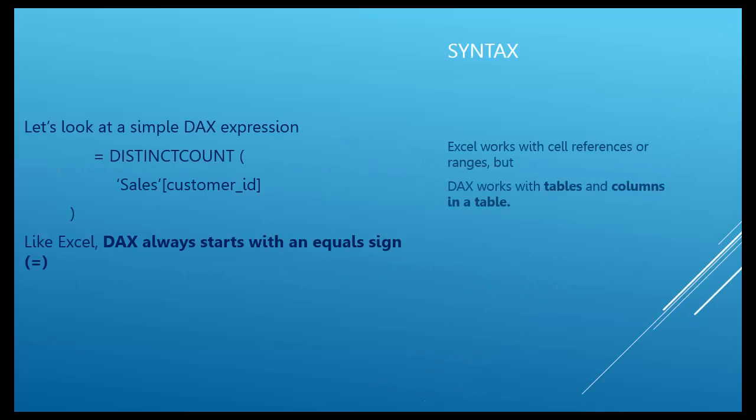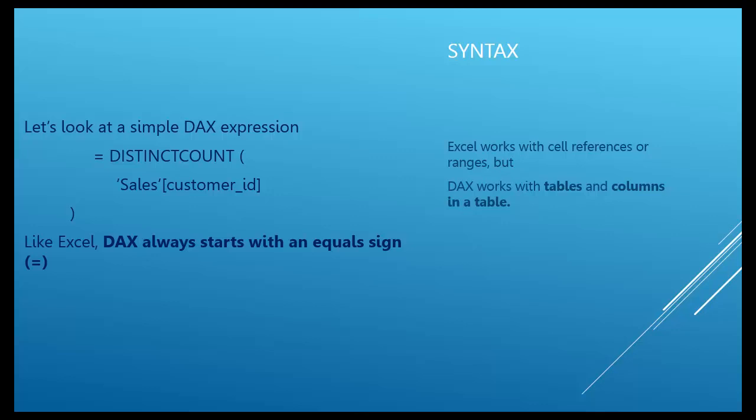Just like Excel works with cell references or ranges, DAX works with tables and columns in a table. For example, here we are calling a function, DISTINCTCOUNT, and we are selecting the table and the column to find the distinct count from it. Just like Excel, any formula or expression starts with an equals sign. DAX also starts everything with an equals sign.